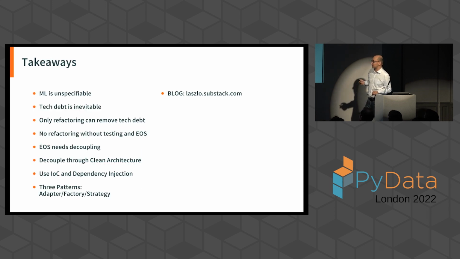So we see that machine learning is inherently unspecifiable. That makes technical debt inevitable, and you need refactoring to remove this technical debt. You can't have refactoring without testing and EOS. To have EOS, you need decoupling. To decouple, you can do it through clean architecture and inversion of control and dependency injection. And you can achieve this by three small design patterns called adapters, factory, and strategy.